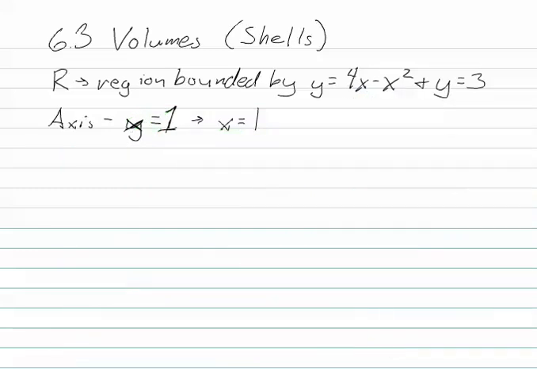So here's an example where we want to rotate an object to get a volume. The object we're rotating is the region bounded by y equals 4x minus x squared and y equals 3. So first let's graph that.